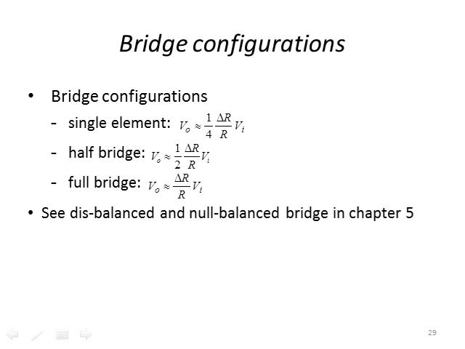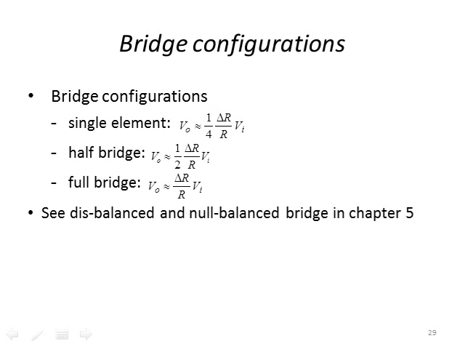Now, the bridge configurations that we're concerned with in this class are primarily the single element, which is V out approximately equal to 1/4 delta R over R, times VI. Now I say it's approximate, this is a nonlinear representation. Half bridge, it's 1/2 delta R over R times input, and a full bridge, V out is equal to delta R over R, VI.